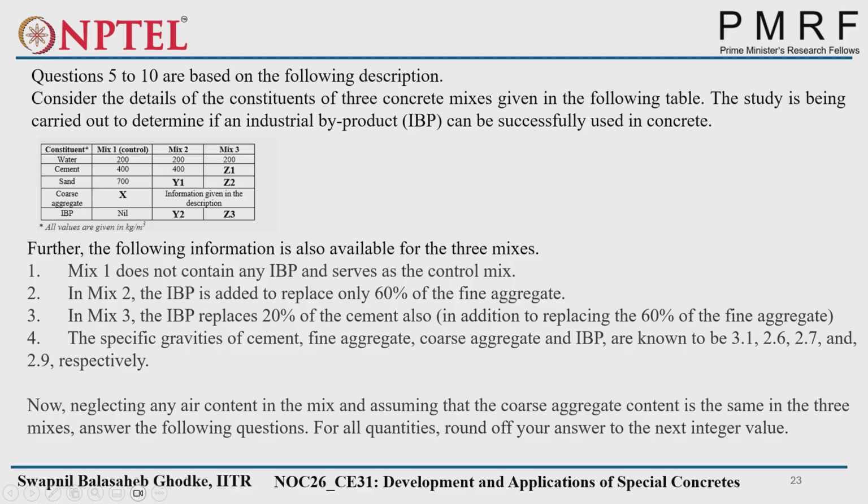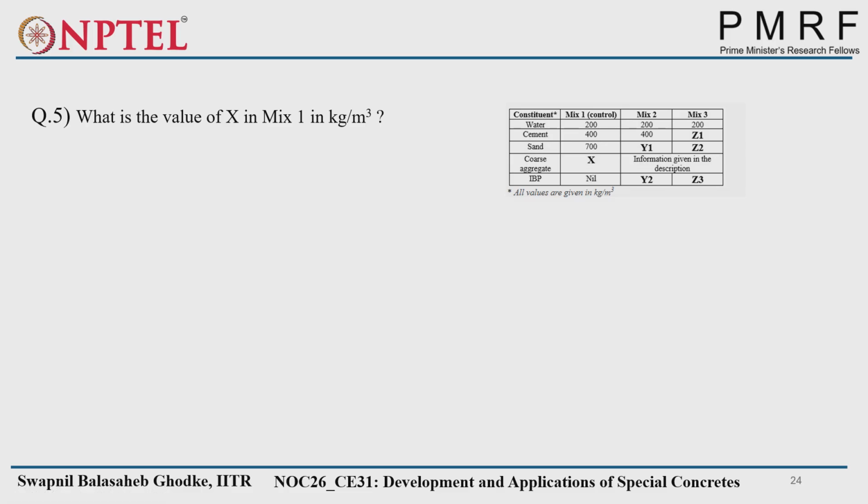Some specific gravities are given: cement 3.1, fine aggregate 2.6, coarse aggregate 2.7, and IBP, the industrial byproduct, is 2.9. So can anyone please tell me what will be the value of X in mix 1? That is the first question. What is the value of X in mix 1?